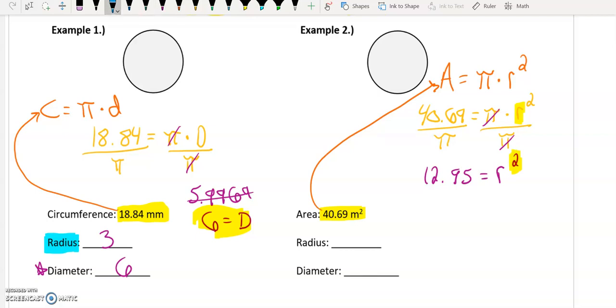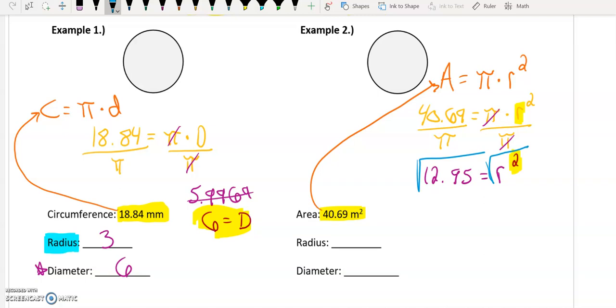In order to get rid of a square, we do the opposite of a square, just like over here, with pi multiplied by diameter or by radius. The opposite of multiply is divide. The opposite of a square is a square root. So we're going to square root both sides.